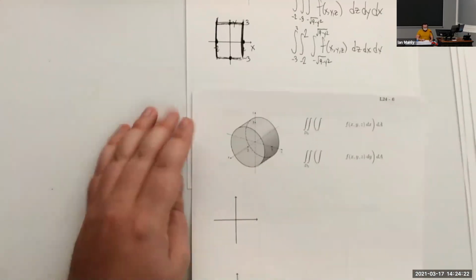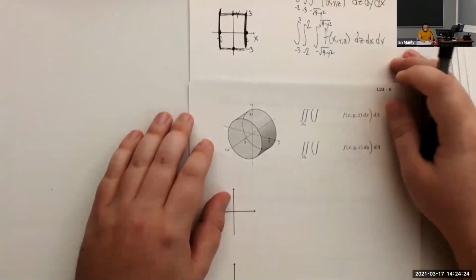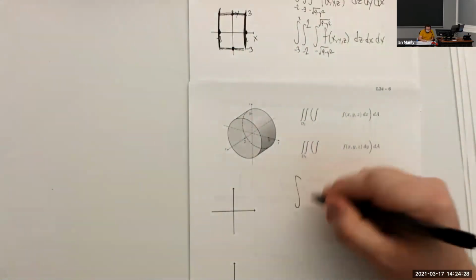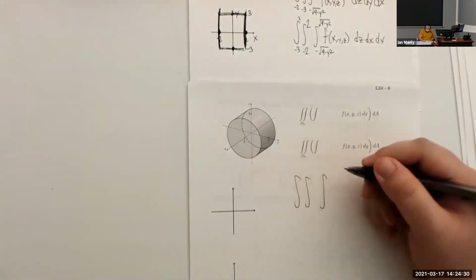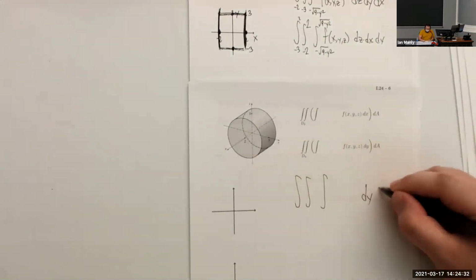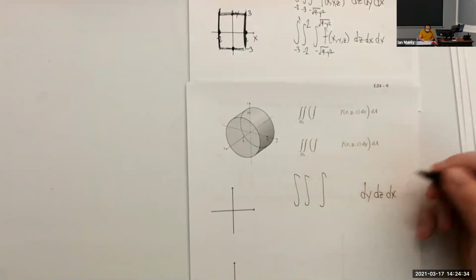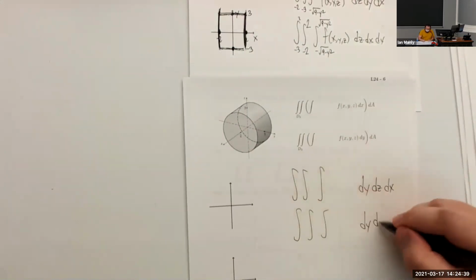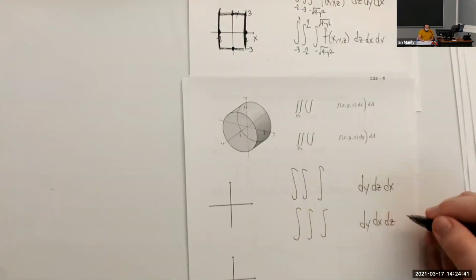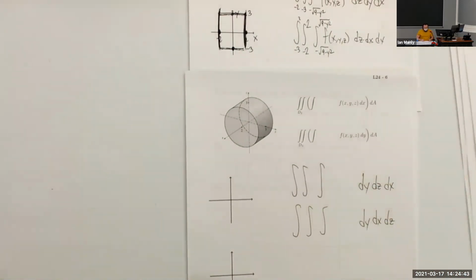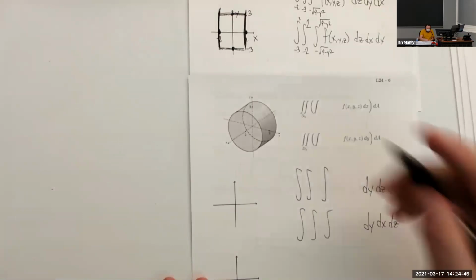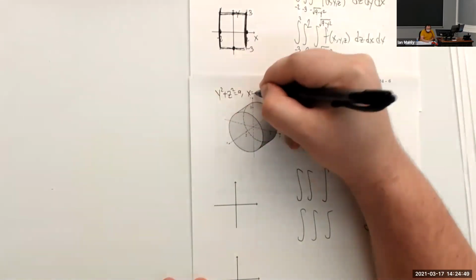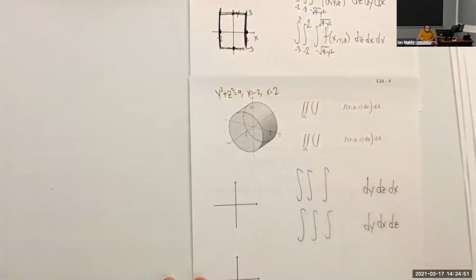All right, so now we have 4 more integrals to do. How about we do dy next? So we're going to have dy, and then maybe dz dx, and then dy, and then dx dz. Now remember our guiding equations here are y² plus z² is 9, x is -2, and x is 2.